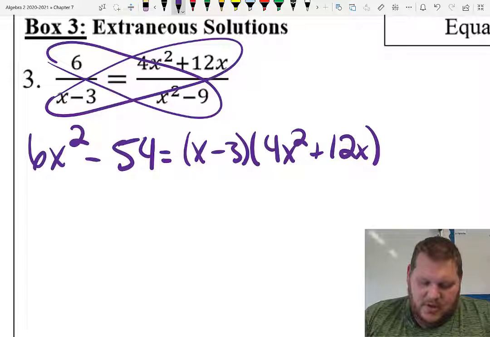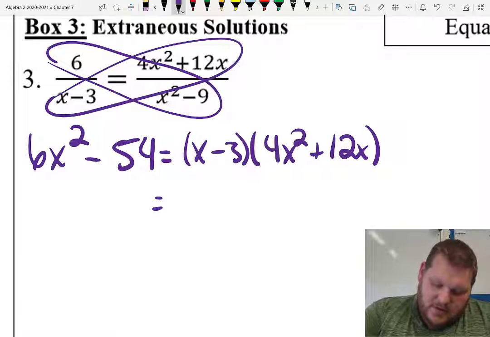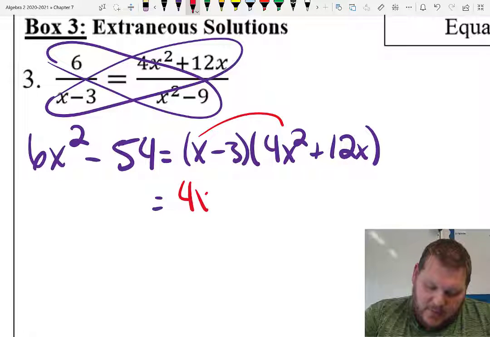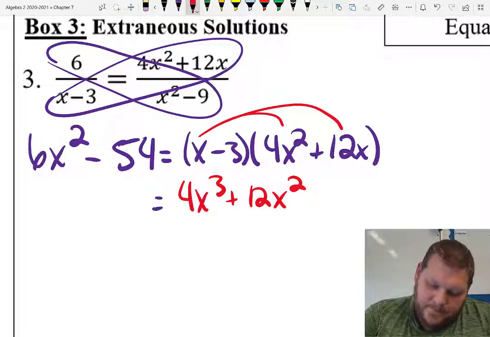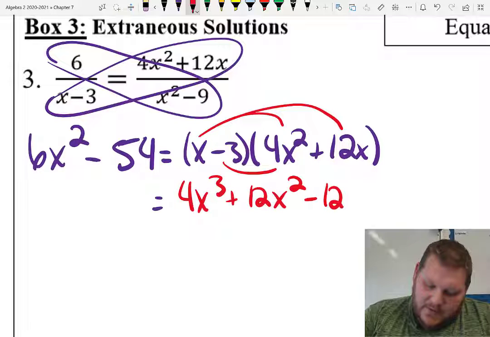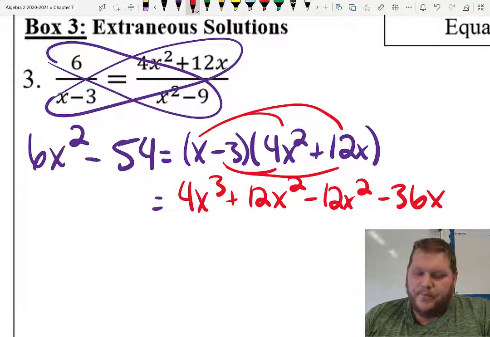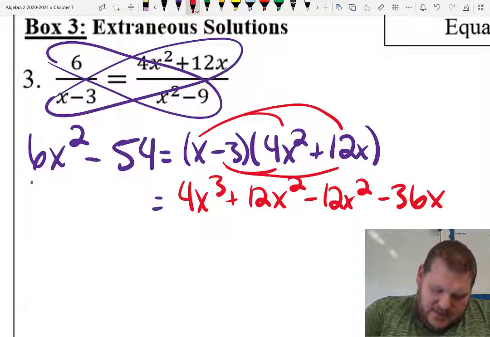Eek. So going through, this is foiling, it's 2 by 2. So x times 4x squared gives me 4x cubed. x times 12x gives me a positive 12x squared. Insides would give me a negative 12x squared. Lasts gives me a positive, negative 36x. So kind of weird, because that's still 6x squared minus 54 on that other side.